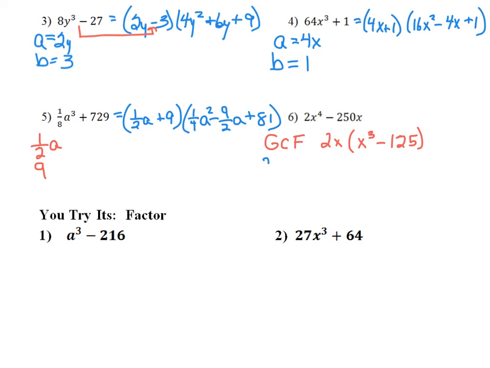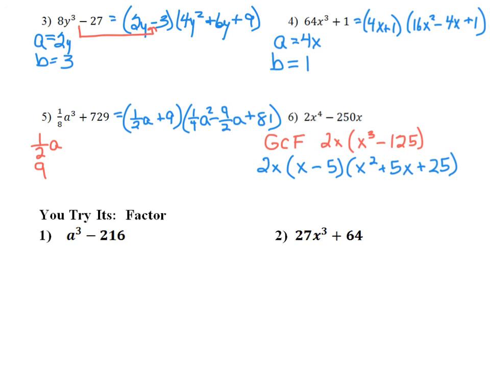So let's leave the 2x in front of my answer. My binomial factor will be x minus 5. My trinomial answer will be x squared plus 5x plus 25. So this is a really interesting example because I end up with a monomial times a binomial times a trinomial. And none of those can be factored any further, so I stop right there.